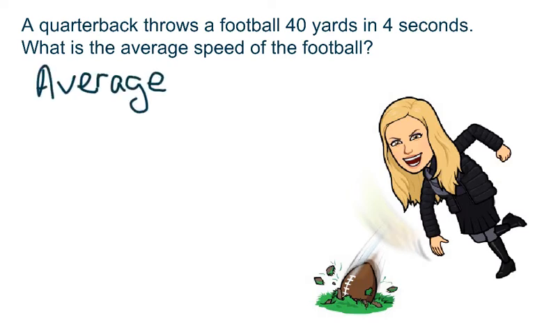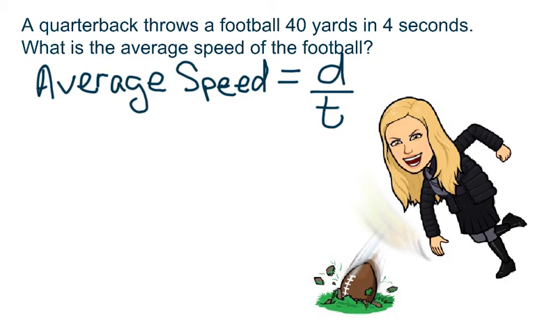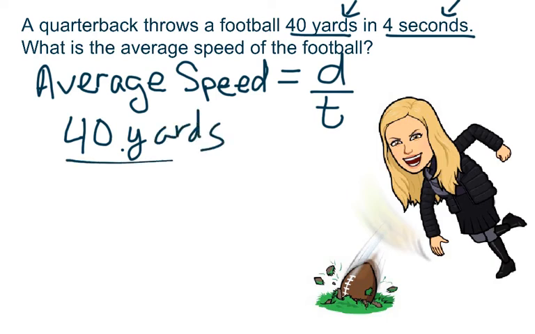So we have our average speed equals our distance divided by time. So in this case, our average speed was 40 yards in 4 seconds. And it's important to know which one's the distance and which one's the time. So hopefully you know seconds, minutes, hours, that's time. And yards, meters, miles, kilometers, those are all distance. So 40 yards in 4 seconds.